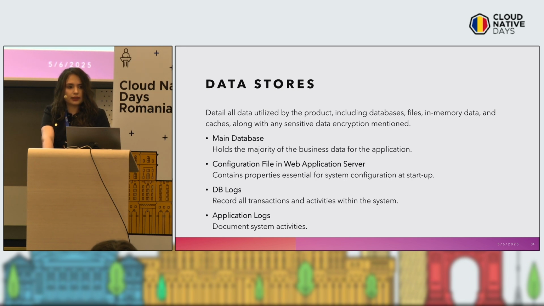The next step was identifying the data stores. The main DB keeps information about most of the data related to business critical operations. Then there are the logs, the configuration file on the app server, and the logs that are used for incident resolution as well.